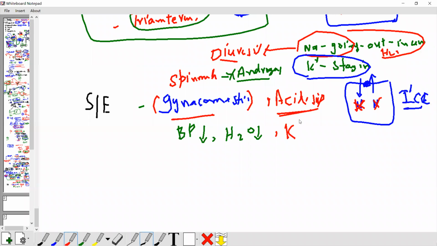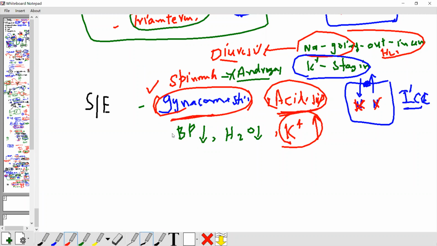Diuretics. The potassium sparing diuretics cause hyperkalemia. This you must keep in mind. This is one important thing. Another, spironolactone causes gynecomastia. Another thing, they cause acidosis. So why do they cause acidosis?